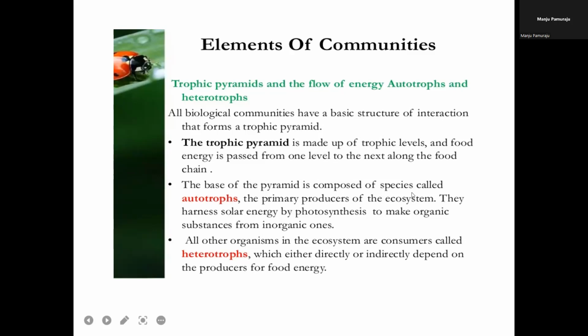The first one is the pyramid of number, the second one is the pyramid of biomass, and the third one is the pyramid of energy. In any pyramid, the base is occupied by the autotrophs, the primary producers of the ecosystem, and they get energy from the sun by the process of photosynthesis. They synthesize organic substances from inorganic ones. All other organisms in the ecosystem are consumers, called heterotrophs, which are either directly or indirectly dependent on the producers for food energy.